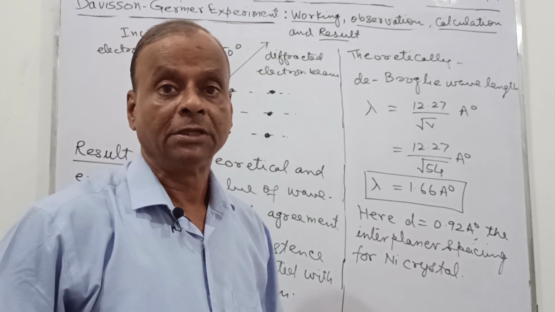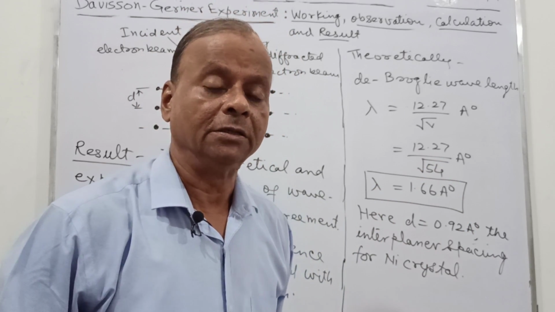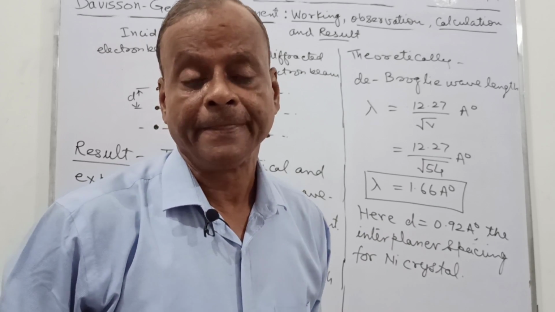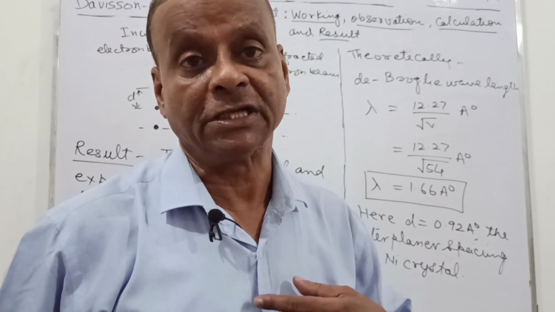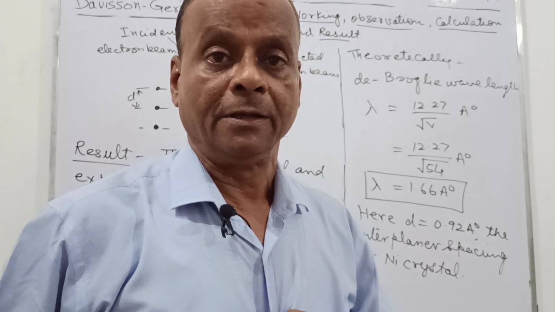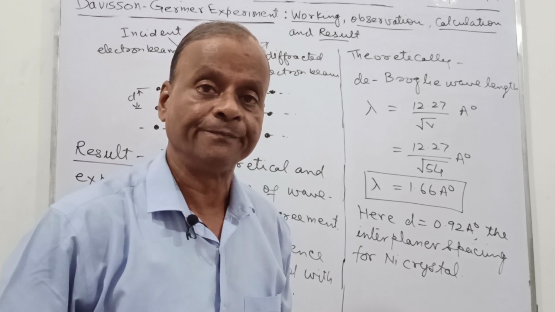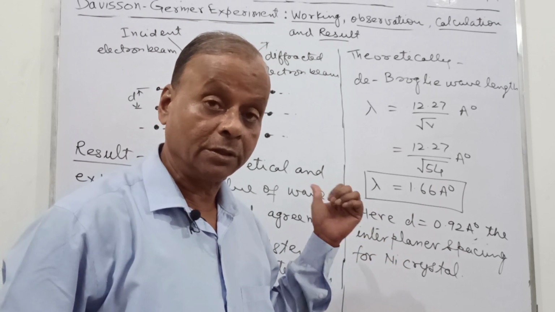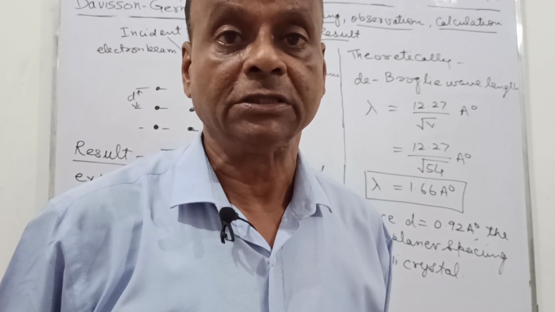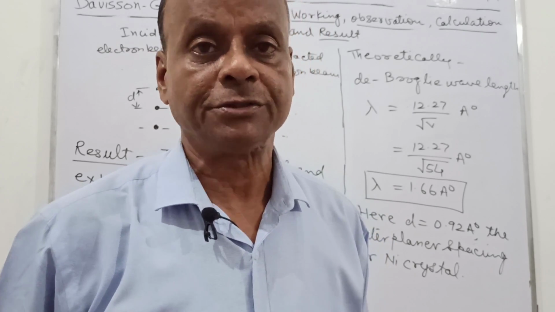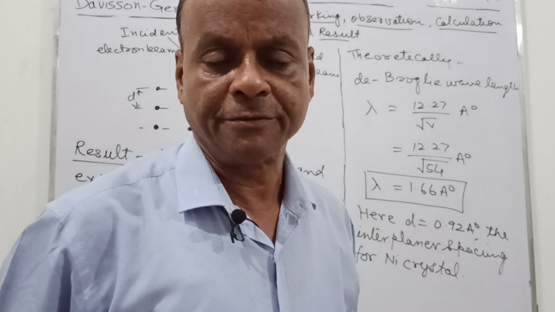This experiment is the first one which gives the confirmation of the matter waves. Though before this, confirmation was also done by G.P. Thomson, the son of J.J. Thomson, who made the diffraction of the electron beam as well. But this is more important because it is based on Bragg's diffraction law. So this experiment is most important for the confirmation of matter waves.